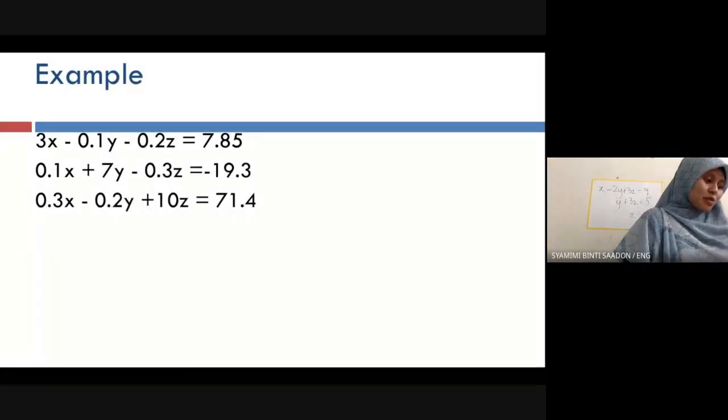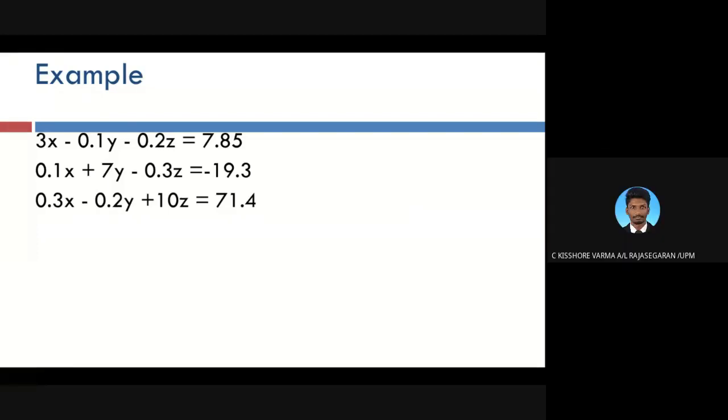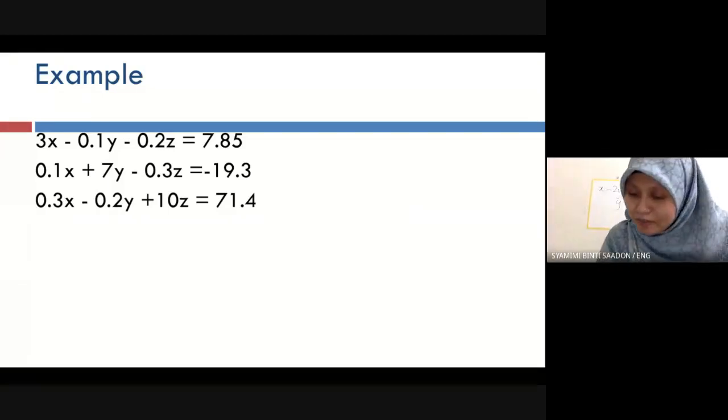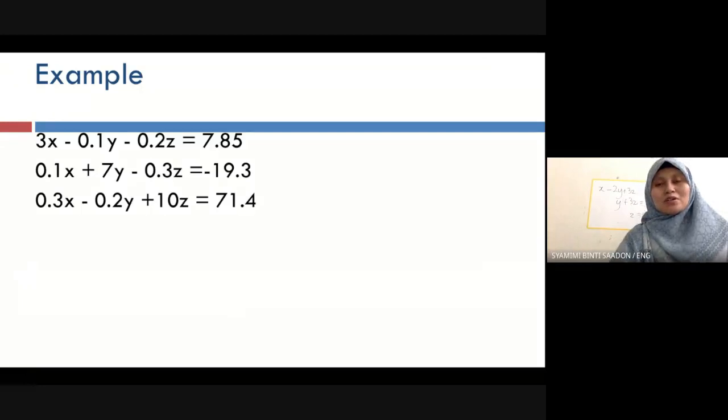So 3x minus 0.1y minus 0.2z equals 7.85, 0.1x plus 7y minus 0.3z equals minus 19.3, 0.3x minus 0.2y plus 10z equals 71.4. Try to do this. Should we do Gauss elimination or LU decomposition? Use Gauss elimination because it's faster.